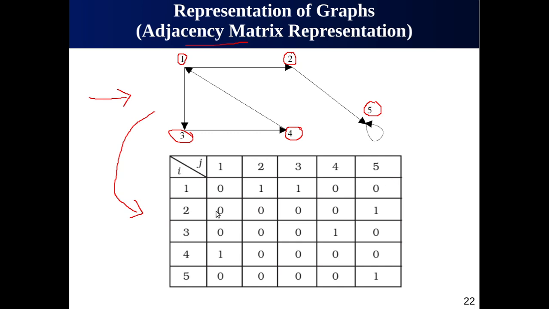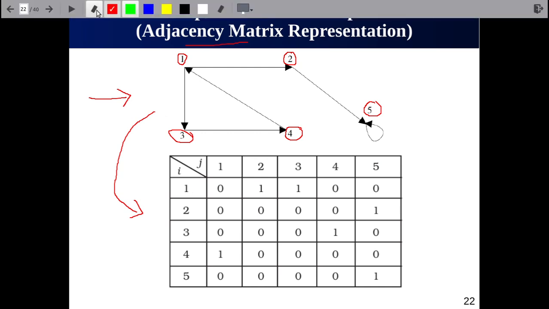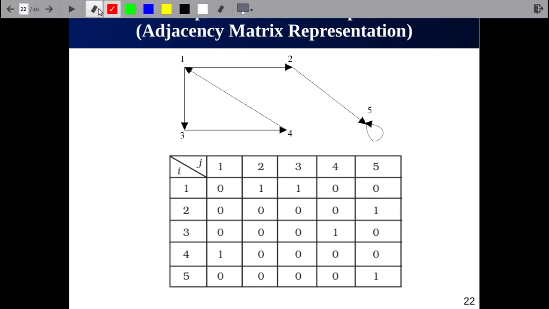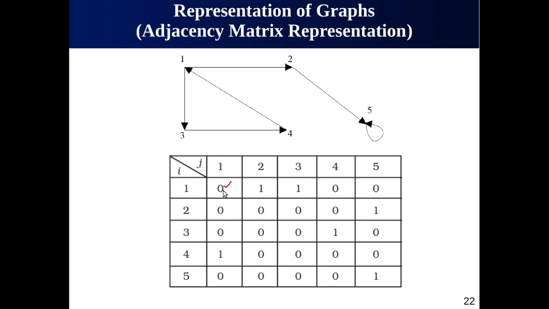Let us see. These are the numbers of the nodes. We have node 1. Is there any link, any edge from 1 to 1, like this? No, it's not there, so we have put a 0. Is there any line starting at 1 and ending at 2? Yes, we do have a line here. So the entry here is 1. Is there any line, any link from 1 to 3? This is 1, this is 3. Yes, we do have a line here.